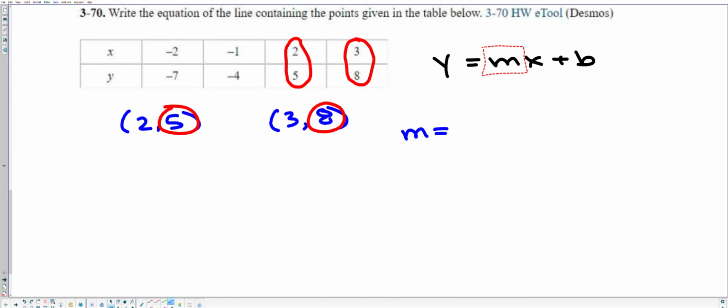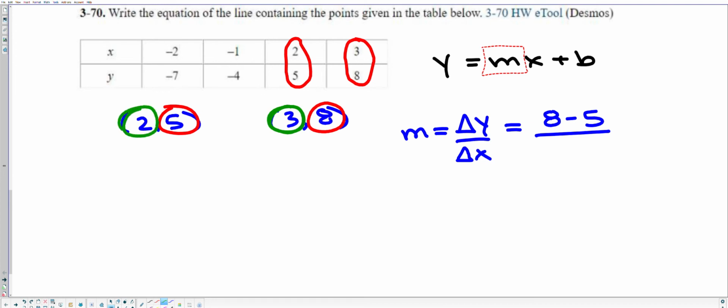So the slope is found by taking the change in the y. In our case, we're going to do 8 minus 5. Notice I'm starting in the back with the 8. I need to remember that because the slope is finished off by dividing by the change in the x. The change in the x starts in the back, so it'll be 3 minus 2.